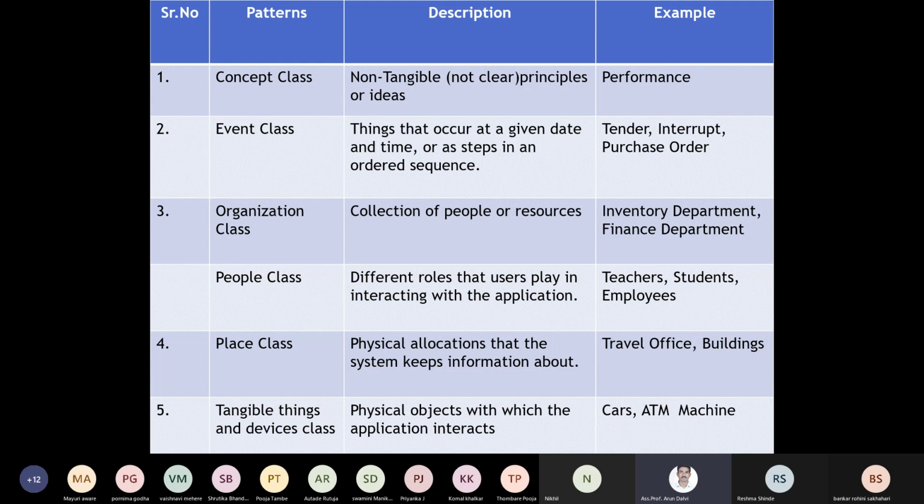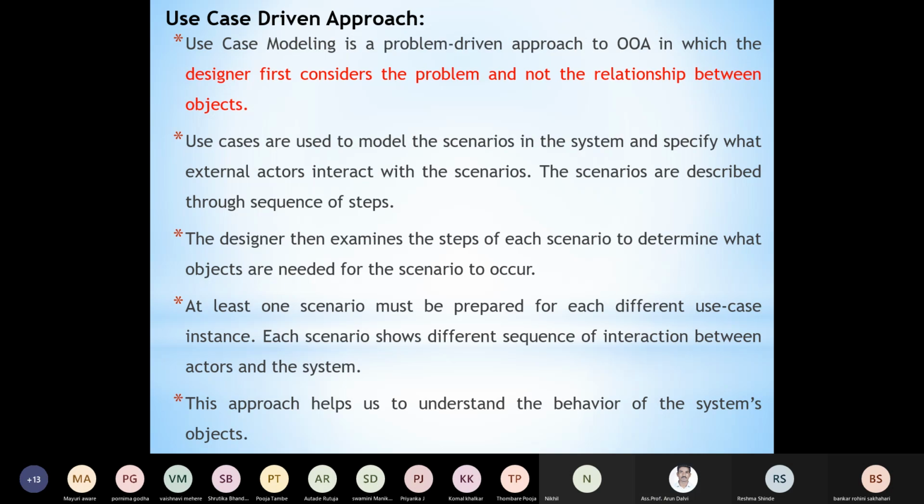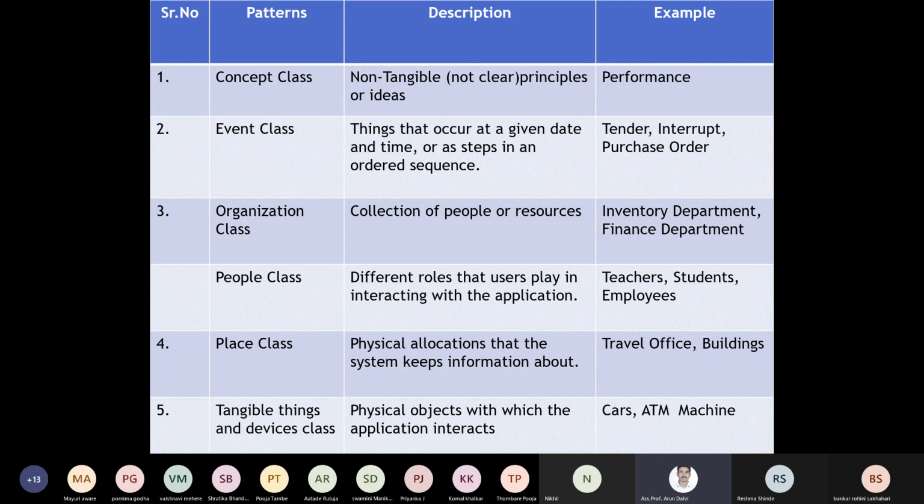So the fourth pattern is place class. Place class means physical locations that the system keeps information about. Okay, place class means there are physical destinations or physical locations. For example, travel office or buildings. Okay, so we can create a place class for those physical locations, physical things.